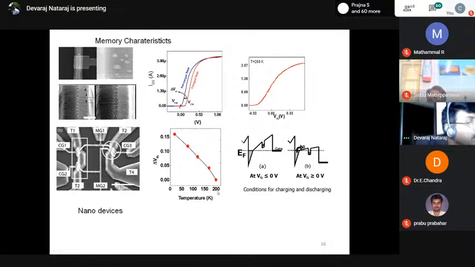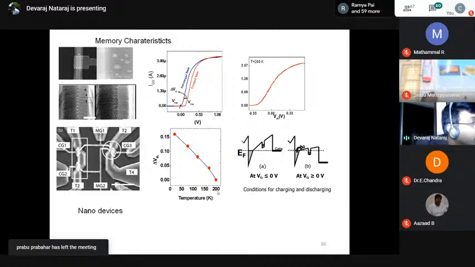So these factors are telling you very important things. Confinement means not room temperature confinement, it is low temperature confinement. Suppose you have a memory device, it will work at only 20 Kelvin temperature.